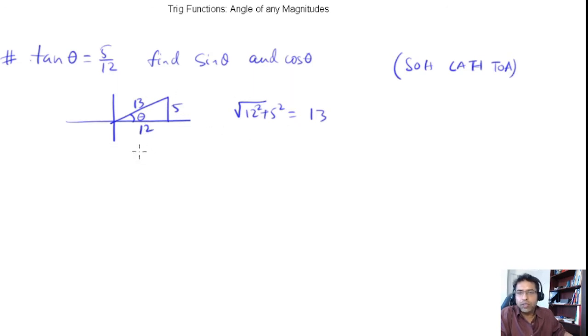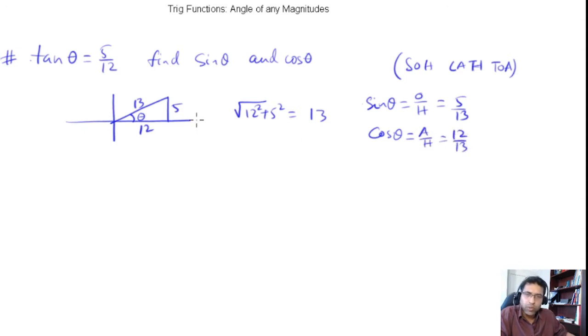And then if I ask you what is sine theta or cos theta, if I say what is sine theta, you can straight away say it is opposite over hypotenuse. So opposite is 5 and hypotenuse is 13. And if I say what is cos theta, then you can say adjacent over hypotenuse, and in this case adjacent is 12, over 13. We know that adjacent is 12 because it's just the adjacent of theta.